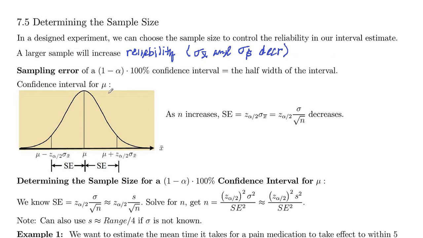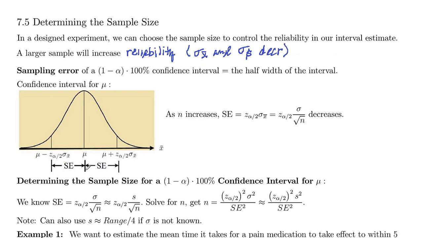So let's look first at the sampling error in a 1 minus alpha 100% confidence interval. The sampling error is just the half width of the interval. Here's that confidence interval: mu plus or minus z alpha over 2 sigma x bar. When we are doing sample size estimates, we use z instead of t because we don't know about the distribution for the data that we're looking at. So in that case, we always use z.